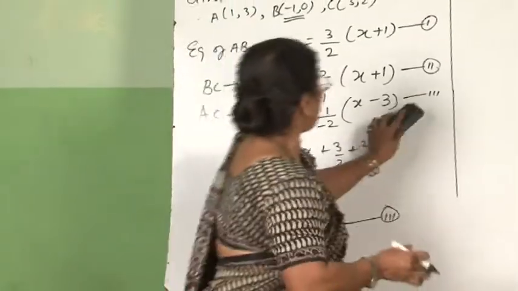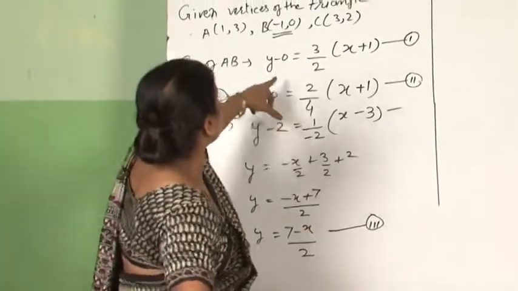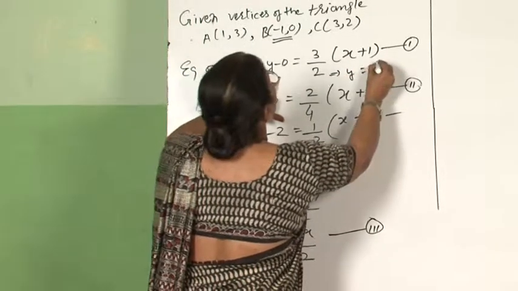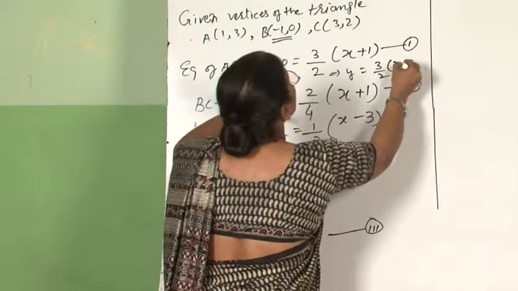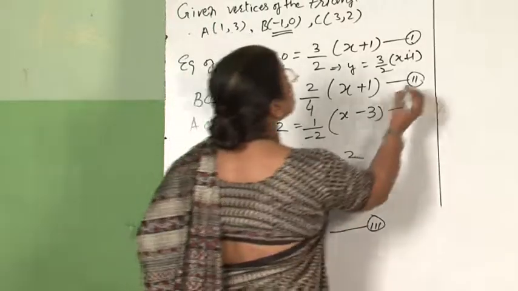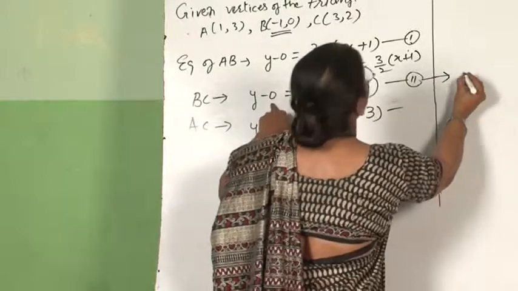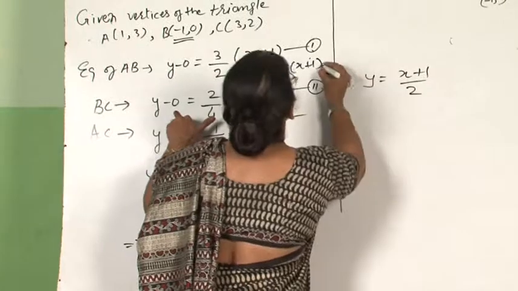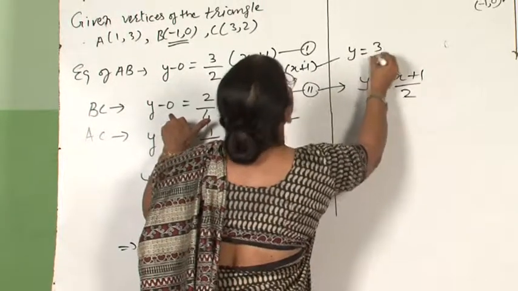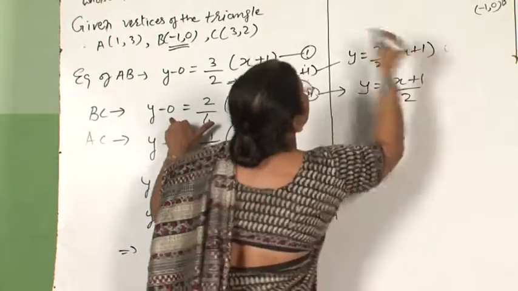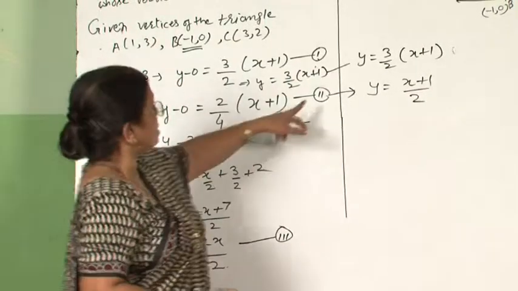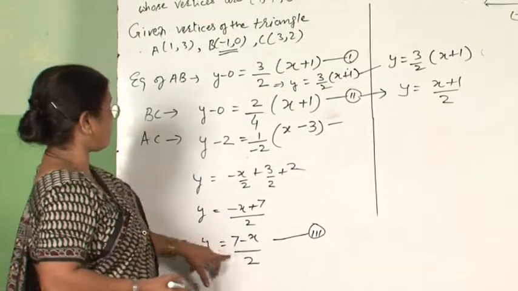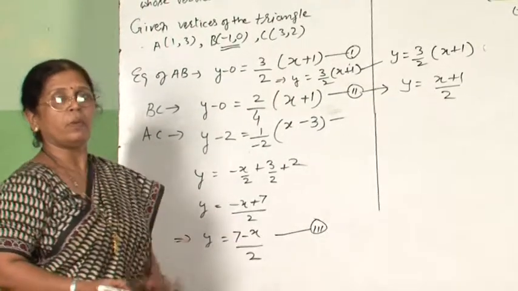Now equation number 1 is y is equal to 3 by 2 into (x plus 1). Equation number 2 becomes y is equal to (x plus 1) upon 2. First is y is equal to 3 by 2 into (x plus 1). Second is y is equal to 1 by 2 into (x plus 1). And third is y is equal to (7 minus x) upon 2.